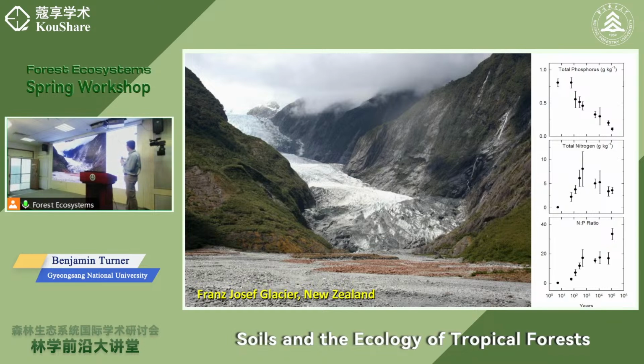And you can see the total phosphorus declining, the total nitrogen accumulating, and the entropy ratio, the relative availability of nitrogen and phosphorus to plants increasing. And you can't see that because it's right behind me.